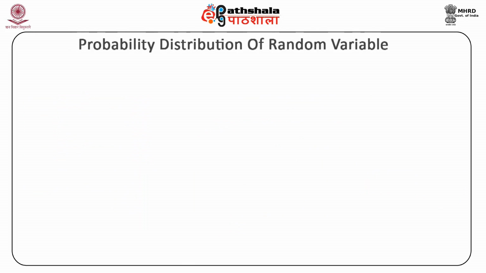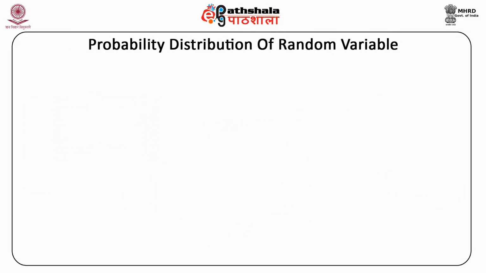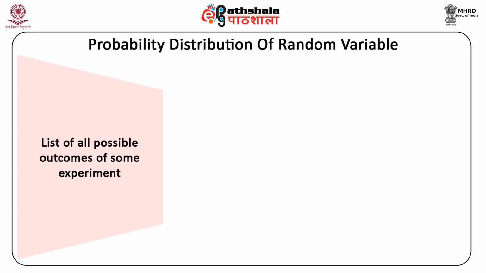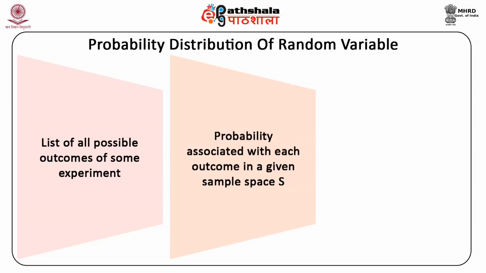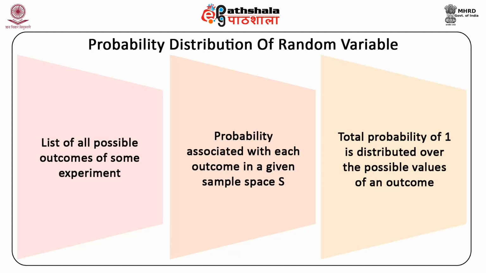Next, we have the probability distribution of random variables. The probability distribution of a random variable is the list of all possible outcomes of some experiment and the probability associated with each outcome in a given sample space S. It shows how the total probability 1 is distributed over possible values of an outcome of some experiment.